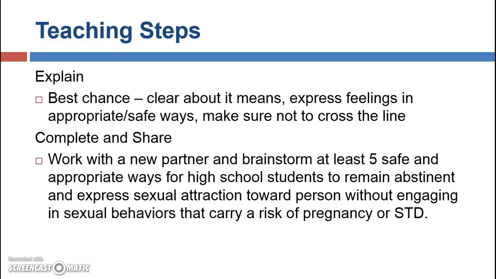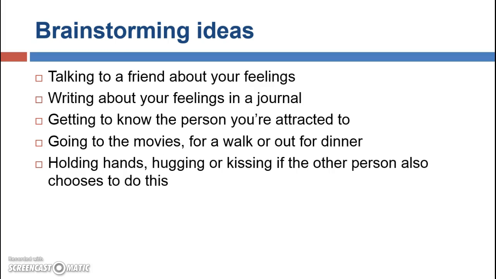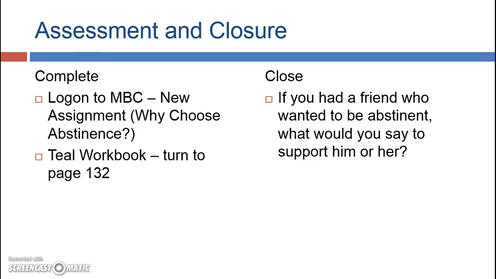So, here's a list that I've come up with. Talking to a friend about your feelings. Writing about your feelings in a journal, getting to know a person you're attracted to, going to the movies or a walk or out for dinner or dates, holding hands, hugging, kissing, if the person also chooses to do so. All right? So teenagers can express and share their feelings of sexual attraction in many ways besides having sex. Remember that being abstinent means choosing not to participate in any sexual behavior that can result in somebody becoming pregnant or getting an STD. Abstinence is the best and safest choice for high school students because it protects their health and their future.